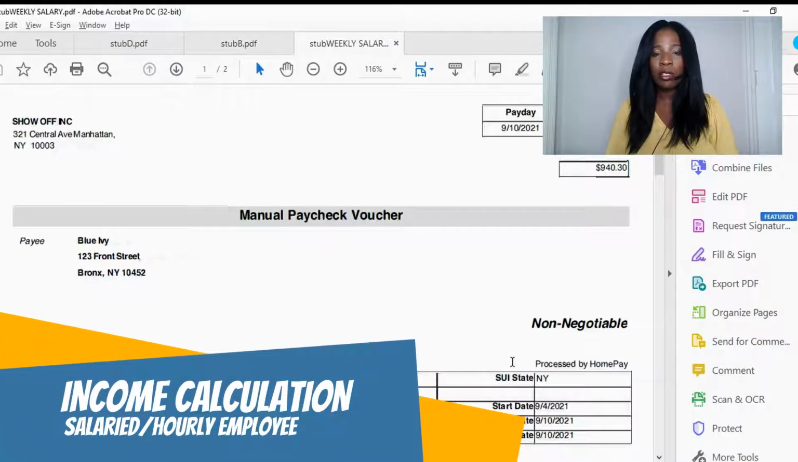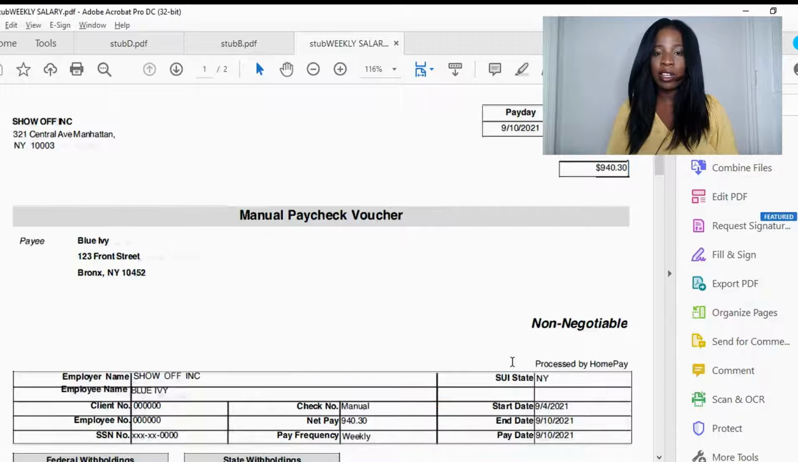We're going to start off a little slow and do some easier income calculations: salaried employees, those that are paid a fixed salary, or those that are paid hourly. As a processor, these are some of the basic things that we should know how to do, right?